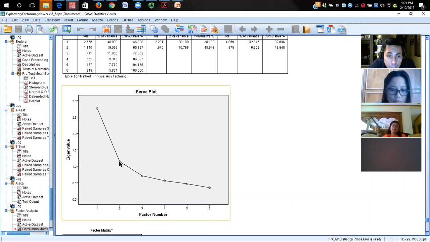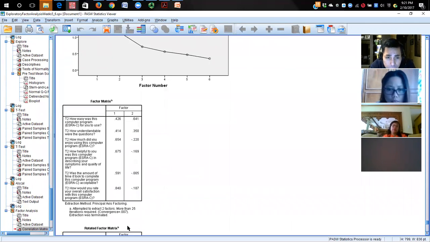But right now, if you look at this, there's really 2 factors, and according to the book, you look at the highest area of the items that loaded into that factor, and that's where you will name your subscale. So for this, I was looking at this, and it says, how would you rate your overall satisfaction? It's 0.8. So this would have been named the satisfaction subscale. And then right here, the highest item that loaded in the second factor is 0.641. So this is how easy was the computer to use.